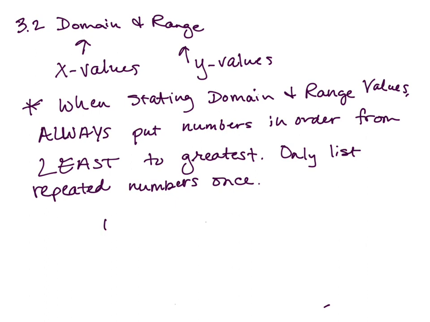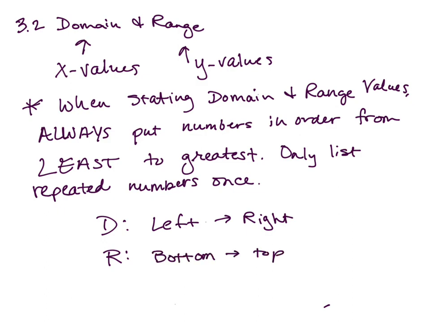If we're talking about domain, that's going to be from left to right because it's the set of all x values and x is measured left to right. If I'm talking about range, that's going to be in order from bottom to top. A lot of times we look at a picture and we want to go from the top to the bottom. But that's not how we list our range values. Range goes from bottom to top. Cool?